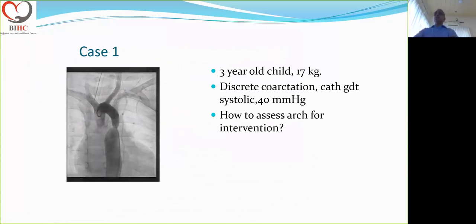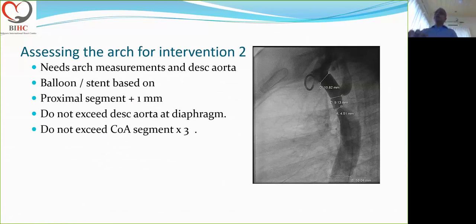So look at this image. You have a three-year-old child, 17 kilograms. It's a discrete coarctation with a cath gradient of 40 millimeters of mercury. The angiogram shows the injection is into the arch, and you find the tight narrowing in the descending aorta. We need to assess this arch. We will make the measurements of the transverse arch, the part of the isthmus prior to the coarctation, the isthmus itself, and the distal arch.